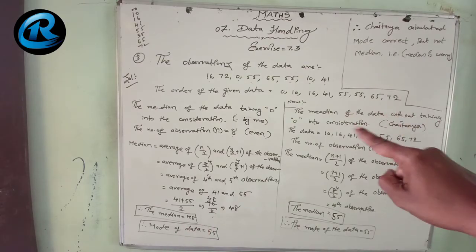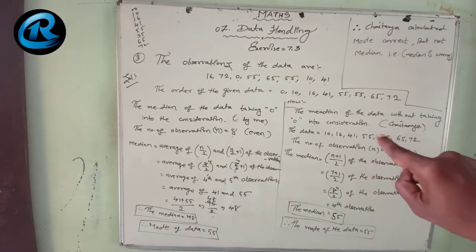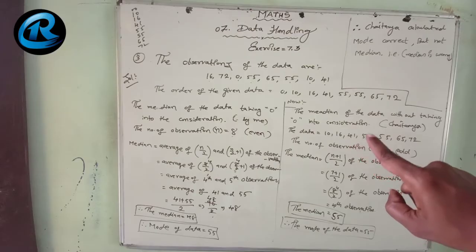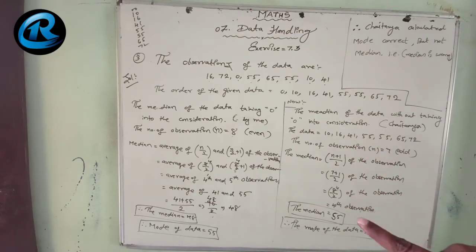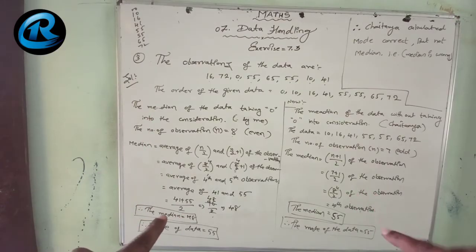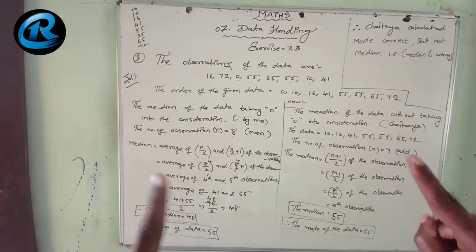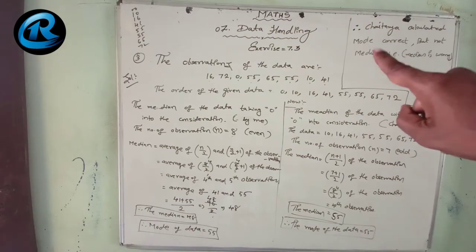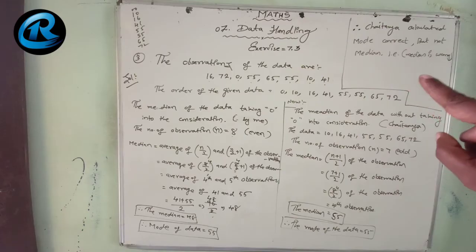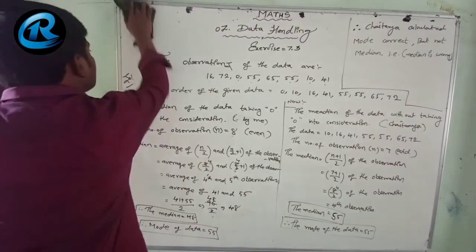But you have not taken 0 into consideration, so the number of observations becomes only 7. Then the 4th observation of this data, if there is no 0, that is 55, becomes the median. So here the median changes with taking 0 into consideration and without taking 0 into consideration. Hence the mode is the same. So I have written Chaitanya calculated mode correct but not median. Therefore the median is wrong. That's it, children. Now we go for question number 4.